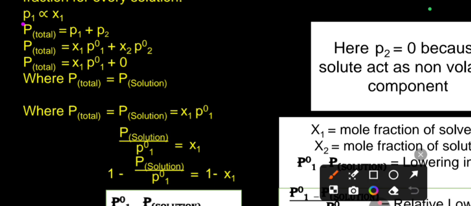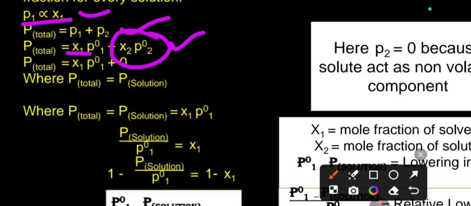Partial pressure of any one component is directly proportional to the mole fraction of that component. I have already told you P total is equal to P1 plus P2. P1 is equal to X1 P1 node and P2 is equal to X2 P2 node. But here we have considered that one component is non-volatile. That's why I have taken this value equal to 0.